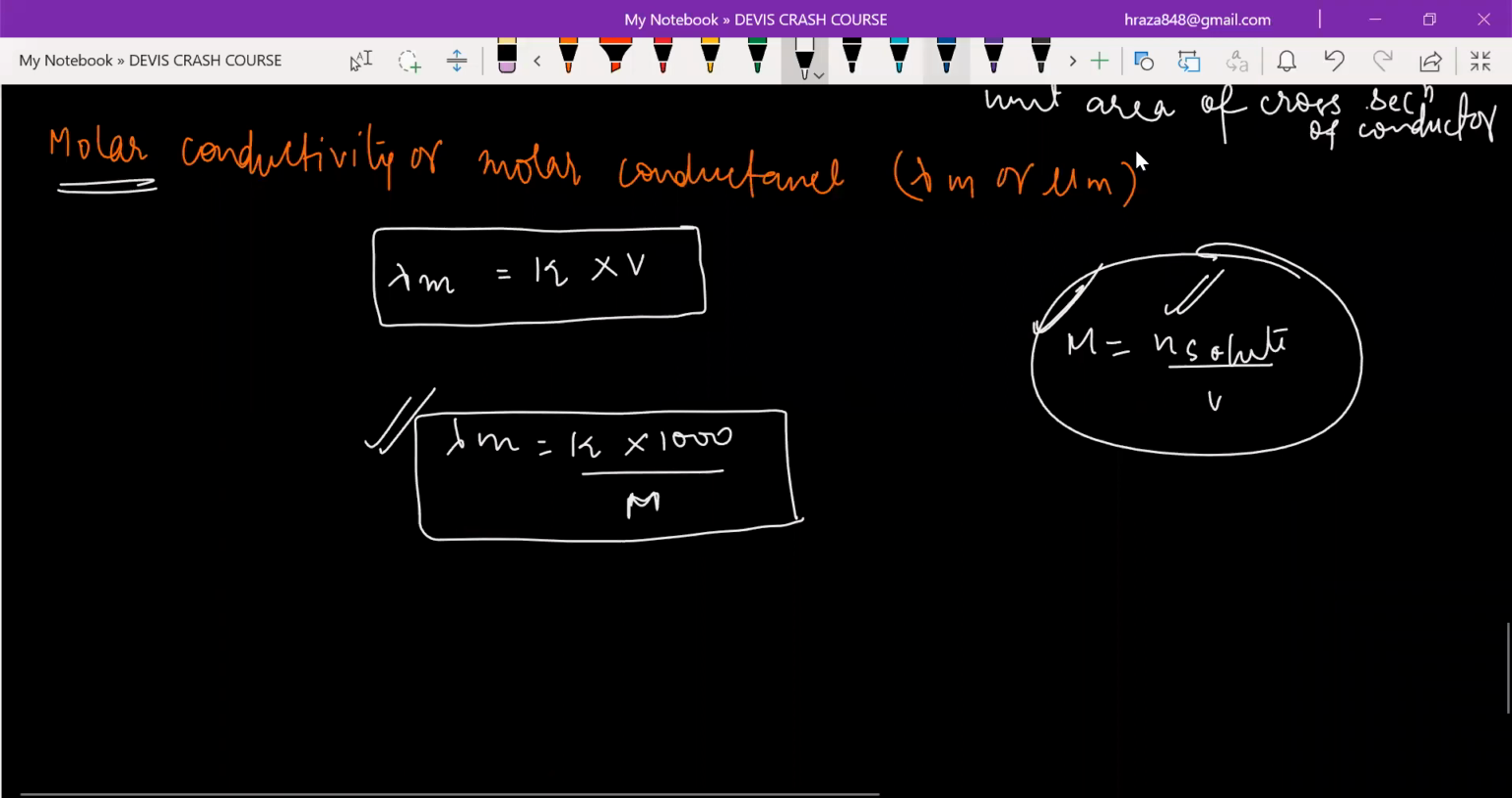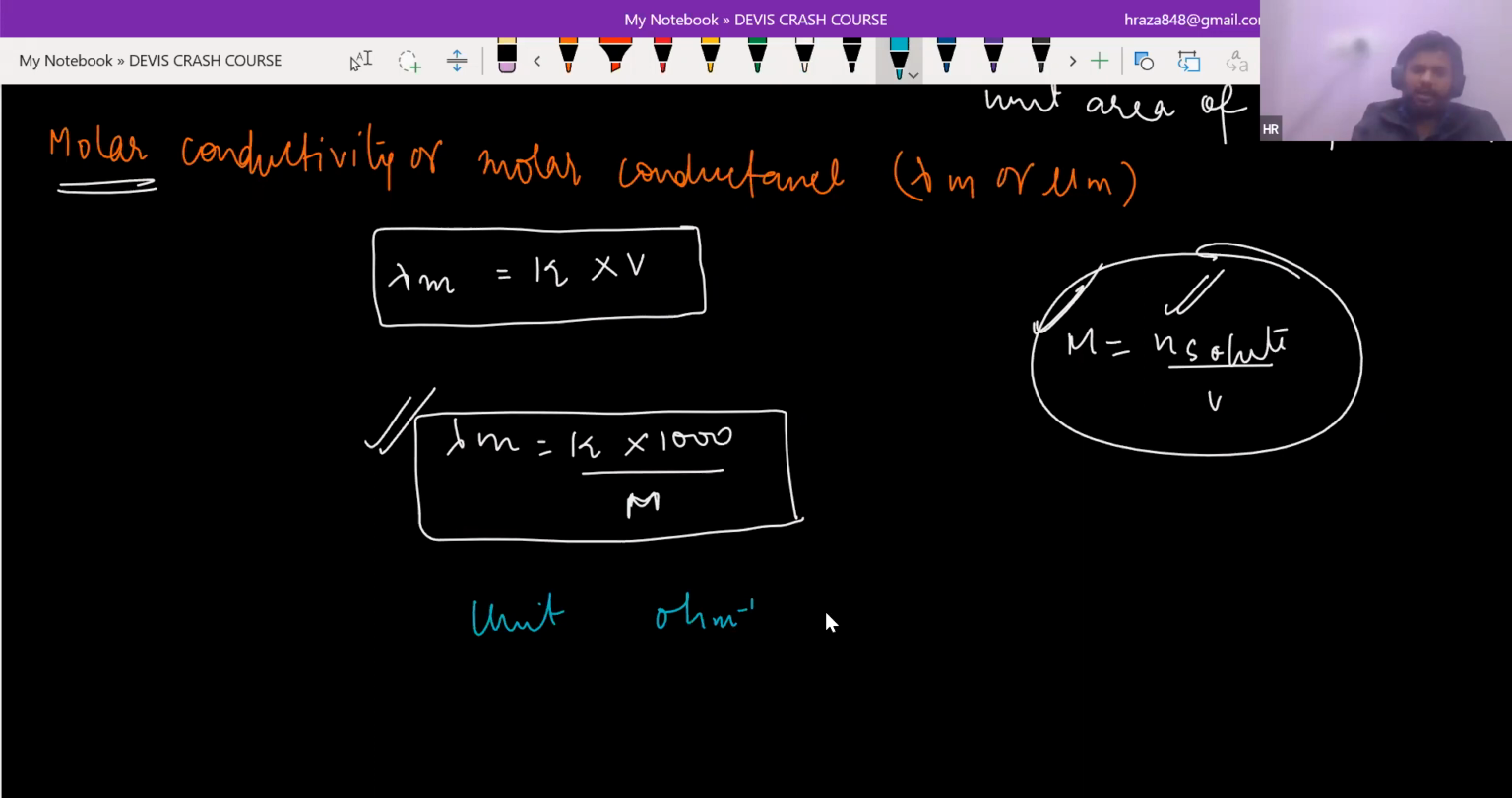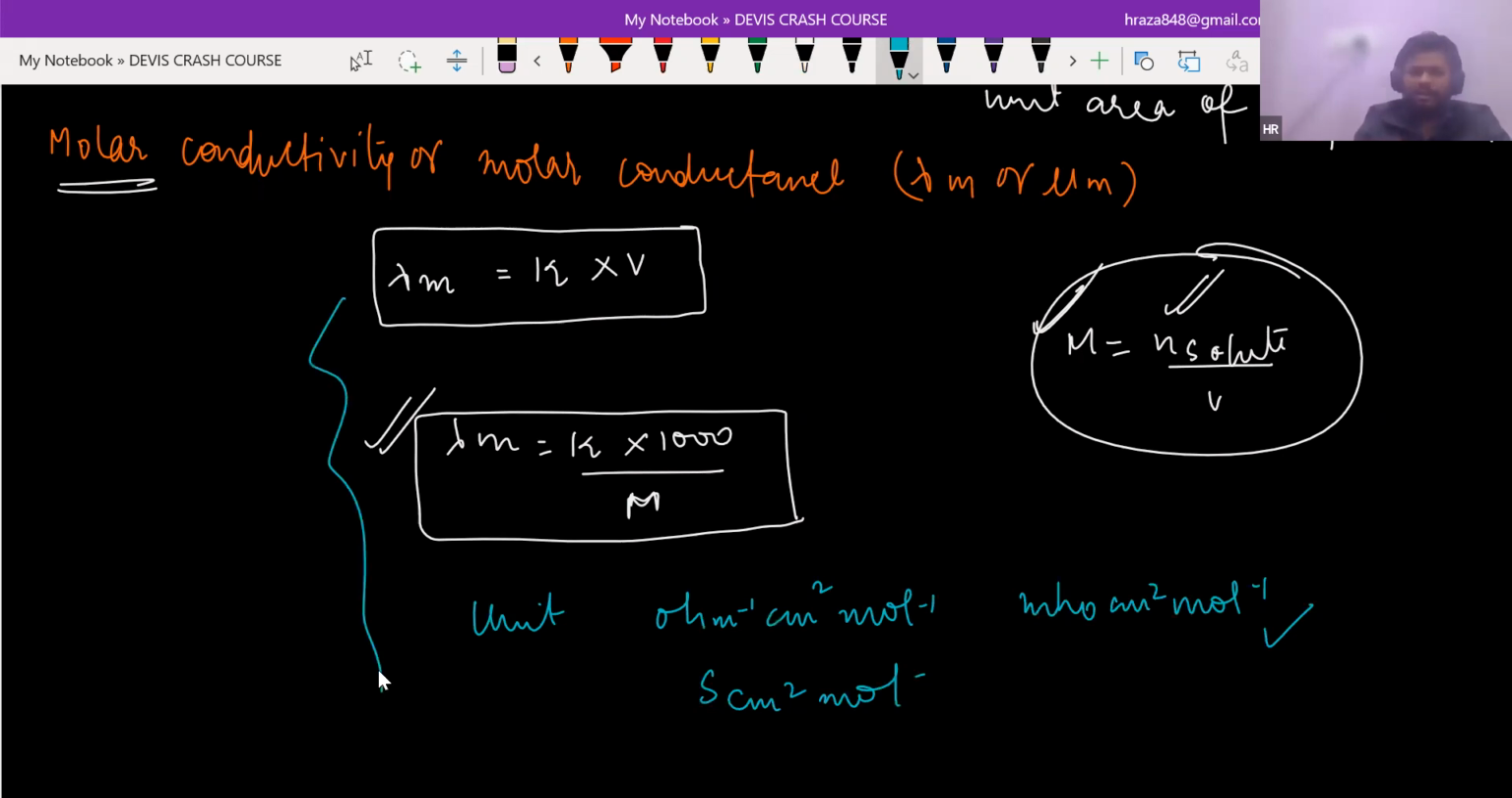And the unit here is very easy: ohm per centimeter square per mole, so we can write siemens centimeter square per mole, or mho centimeter square per mole. Please note that down. This is important. You can take either a screenshot.